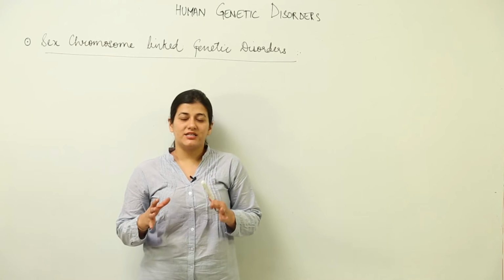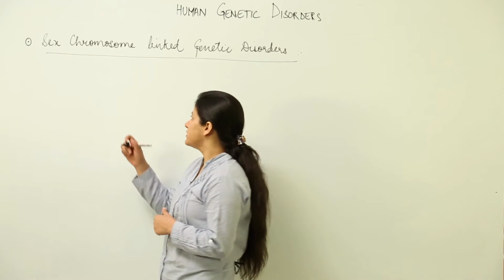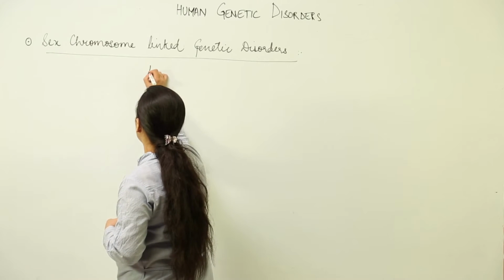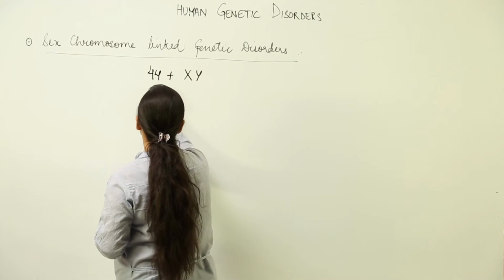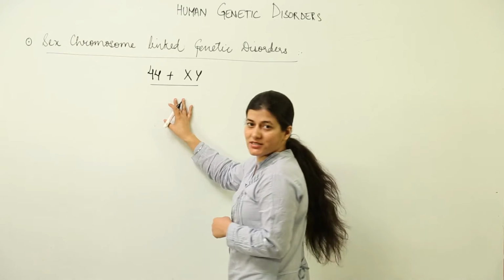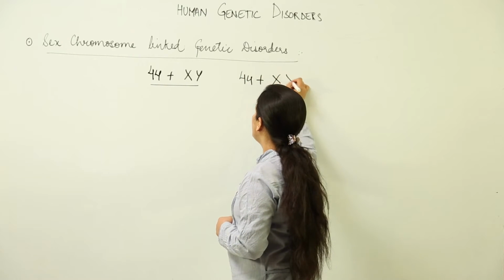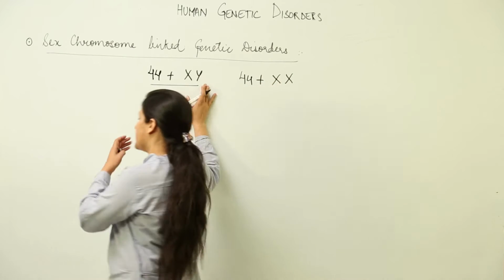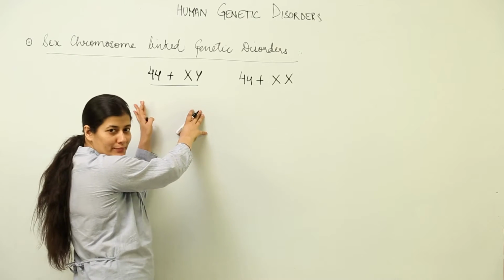We know that a normal diploid human cell has the chromosomal composition of 44 autosomes and 2 sex chromosomes. This would be the condition when it is a male, and this would be the condition when we have a female in consideration. This is what a diploid cell composition is, in terms of chromosome number.